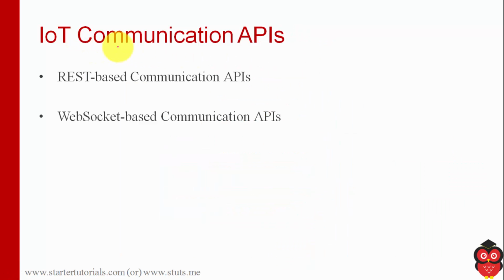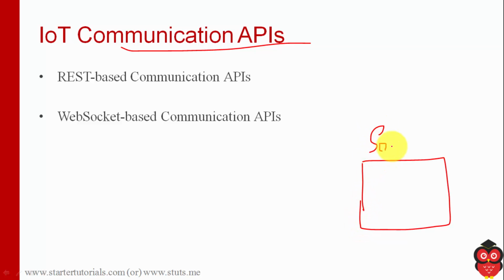Next we are moving into communication APIs. API means application programming interface. I will explain this. There will be a server, and you will have code running on the server. So there is code block 1, code block 2, code block 3, etc. There are a bunch of functionalities, and these functionalities will be accessible through an API.